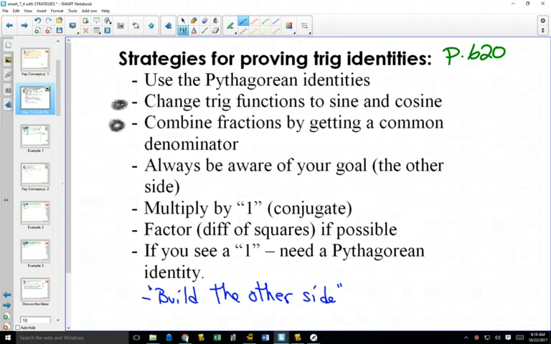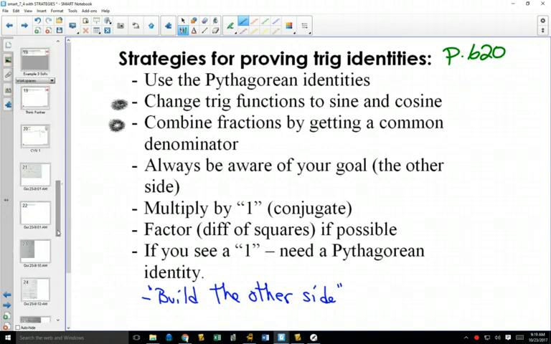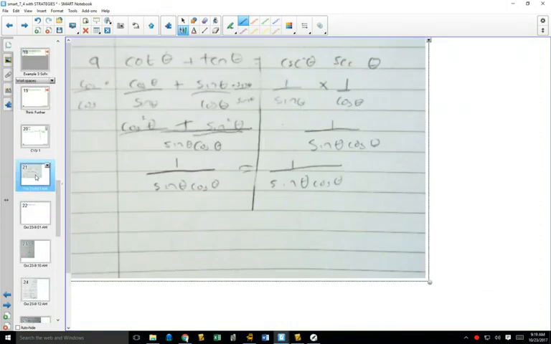Have you at least tried that? Now we're going to find out with some of these other proofs that these two strategies of changing functions to sine and cosine and combining fractions to get a common denominator, although it always works, it's not always the fastest strategy. But for this first one, it is the best strategy. Changing things to sine and cosine, that will get cotangent, cos over sine, tangent, sine over cos, cosecant, 1 over sine, secant, 1 over cos.